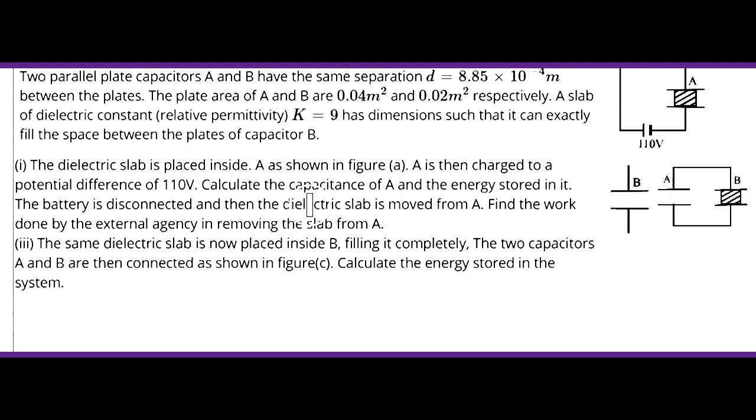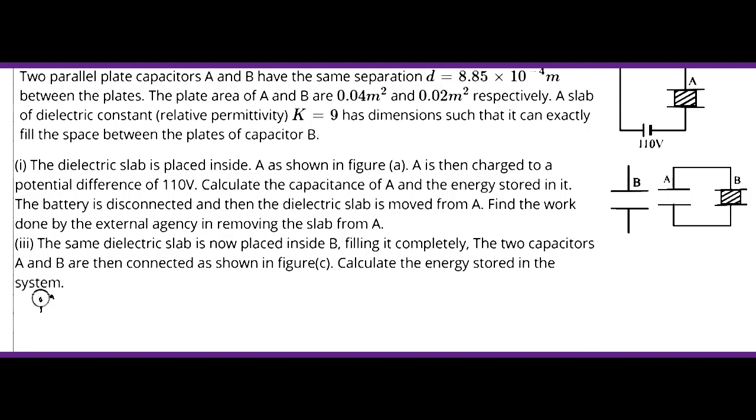The battery is disconnected and the dielectric slab is removed from A. Find the work done by the external agency in removing the slab from A. The third question: the same dielectric is now placed inside B, filling it completely. The two capacitors A and B are then connected. Calculate the energy stored in the system. So these are the three processes.